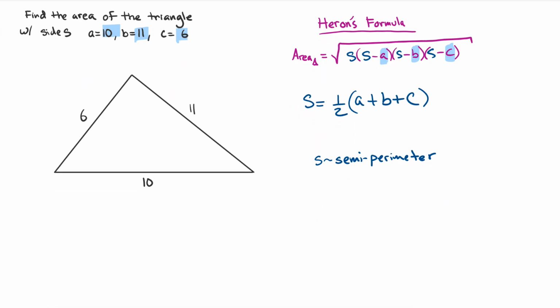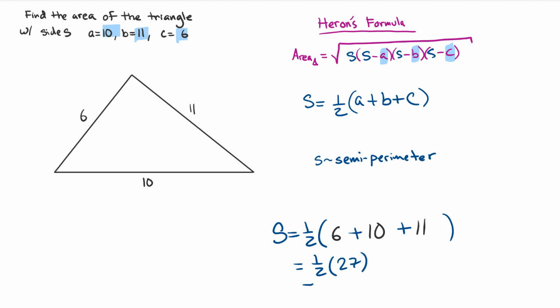The first thing we're going to do is find the semi-perimeter of our triangle. So we set it up: 6 plus 10 plus 11, over 2. Cool. So 6 plus 10 is 16. 16 plus 11, that's 27. So we get 27 over 2, which is 13.5. So there's our S. Cool.